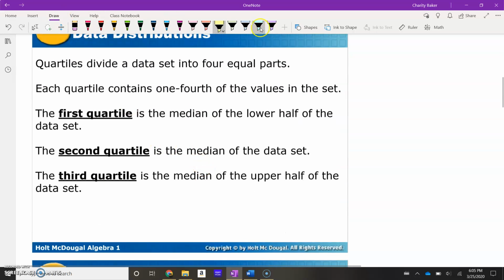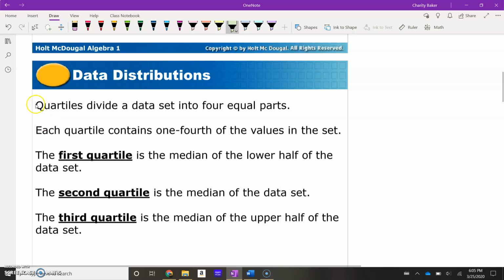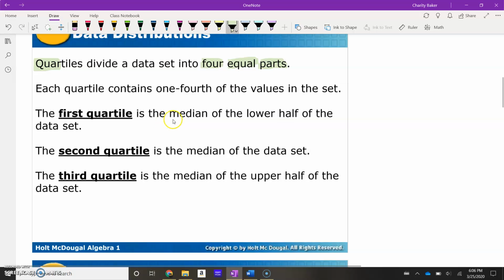So, quartiles. What is a quartile? Well, check out this root word here. Of course, quartile. So quartiles divide a data set into 4 equal parts. The first quartile is the median of the lower half of the data set. The second quartile is the median. You already know how to find the median, so that's already done for you. And then the third quartile is the median of the upper half.